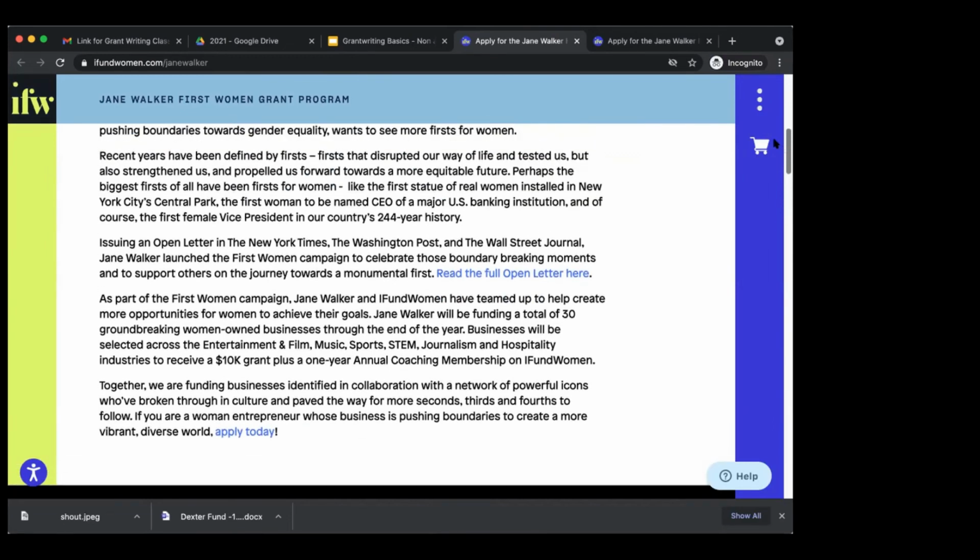Let's see. Okay, so here is the explanation about how they get started. As part of the First Women campaign, Jane Walker and I Fund Women have teamed up to help create more opportunities for women to achieve their goals. They'll be funding 30 groundbreaking women-owned businesses through the end of the year. Businesses will be selected, and these are the industries. You're going to receive a $10,000 grant plus a one-year annual coaching membership. All right, good.